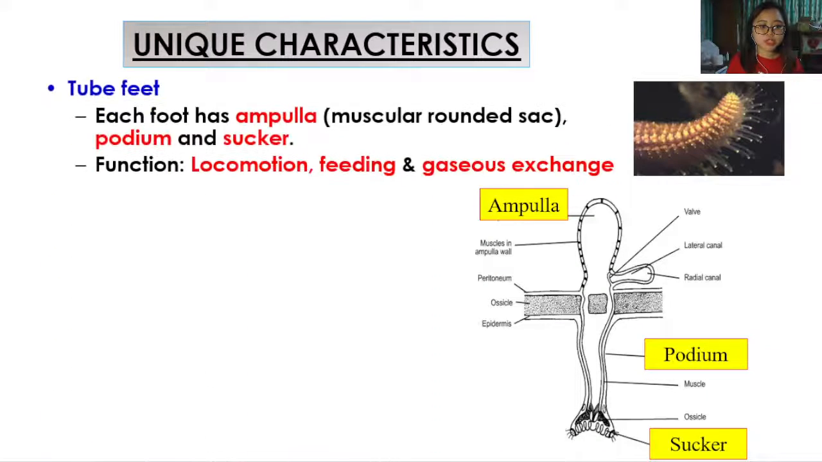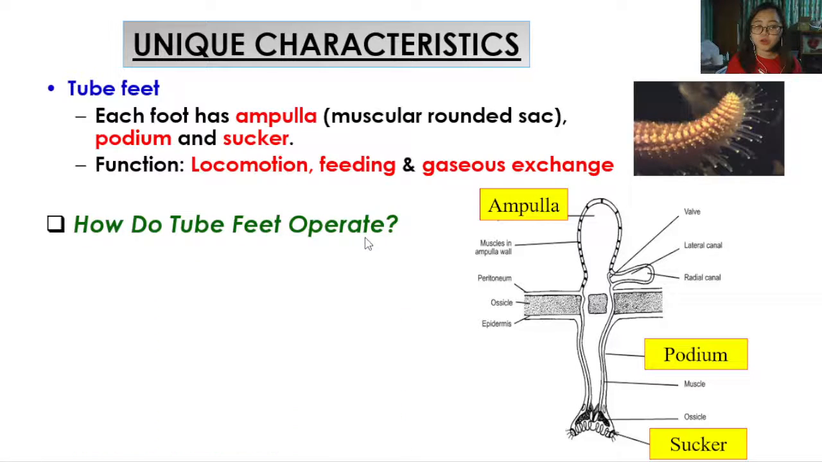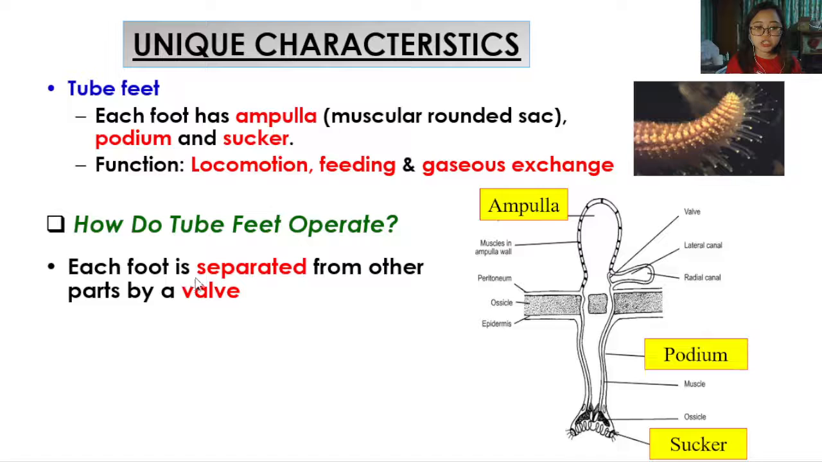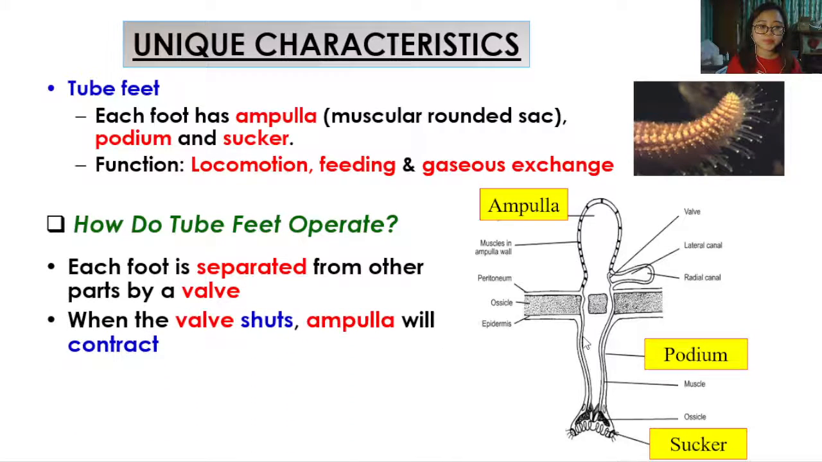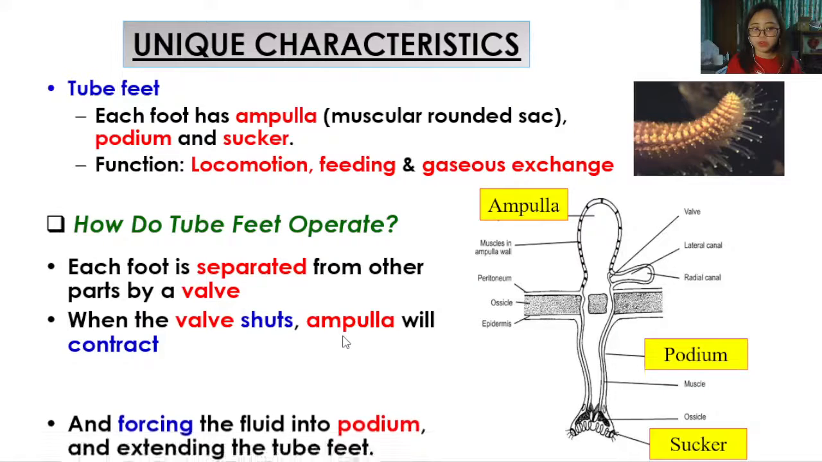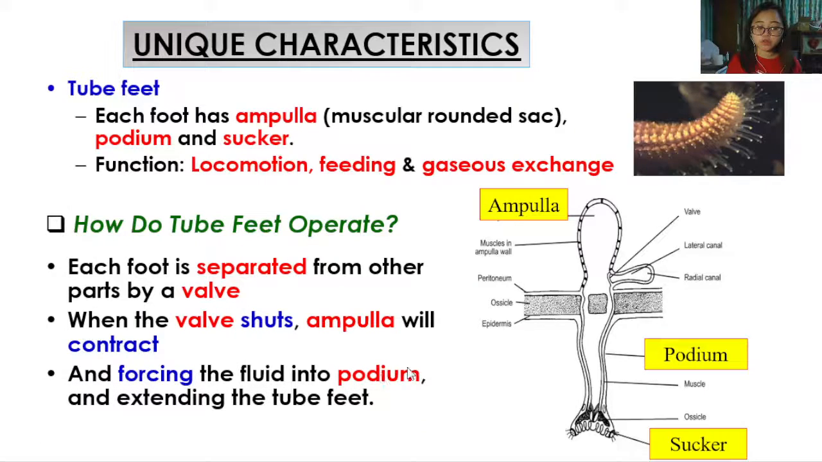As I've mentioned earlier, each tube foot has an ampulla, which is a muscular rounded sac, a podium, and a sucker. The function of the tube feet is for locomotion, feeding, and for gaseous exchange. How do the tube feet operate? Each foot will be separated from other parts by a valve. When the valve shuts, the ampulla will contract, forcing the fluid into the podium and then extending the tube feet.